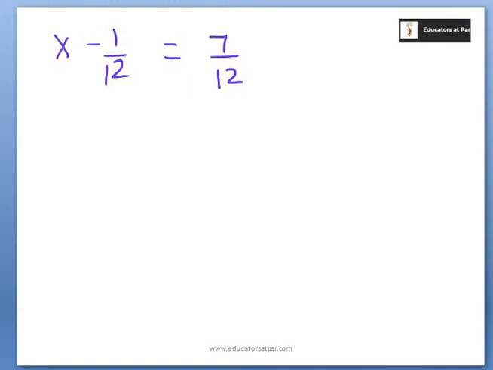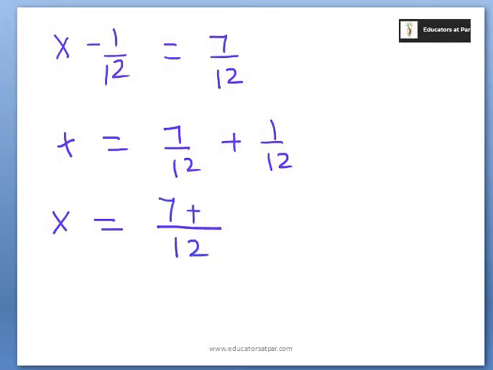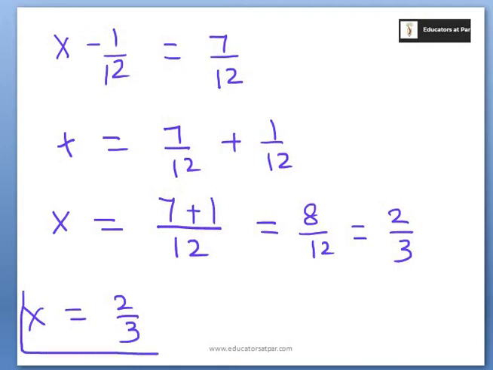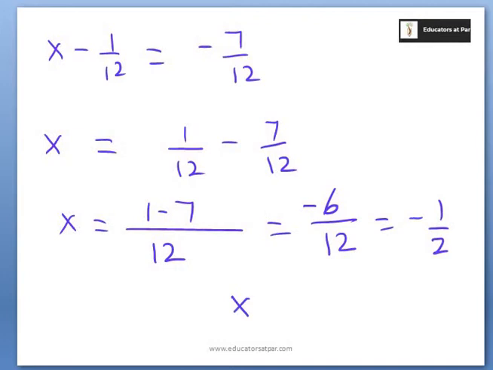x minus 1 by 12 is 7 by 12. When you take the 1 by 12 to the other side, it becomes a positive 1 by 12. The denominators are the same, so you add the numerators. 7 plus 1 is 8, so 8 by 12. 4 times 2 is 8, and 4 times 3 is 12, so it's 2 by 3. The other answer is x equal to 2 by 3, and x equal to negative 1 by 2.